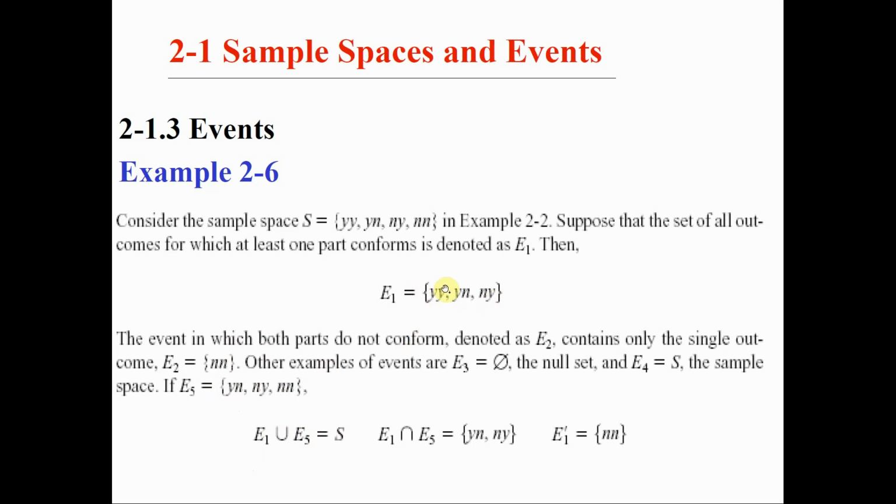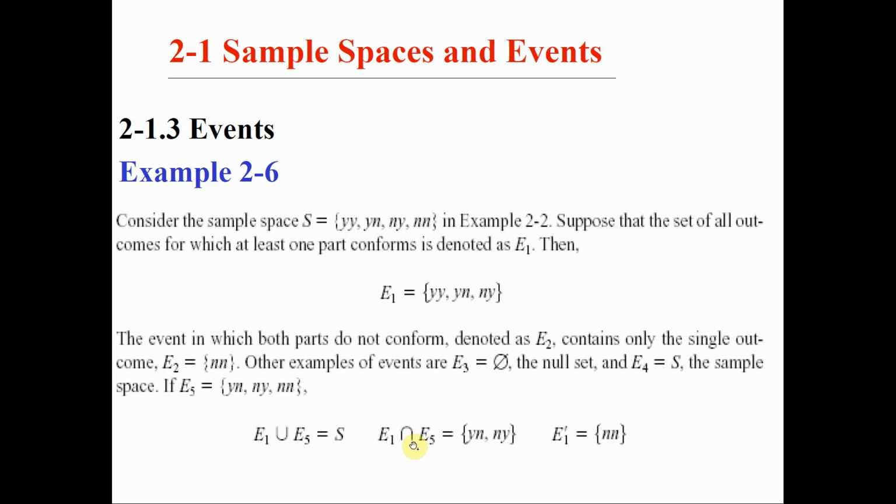Let's check. YY is in E1, so it's in the union for sure. YN and NY are also in the union. Now let me check the elements in E5. YN has been counted already. NY has been counted already. And then NN is new. So as long as it is in E5, it's also part of the union. So what is E1 union E5? It is simply YY, YN, NY, and NN. So it is just the sample space. That's why we say E1 union E5 is the sample space.